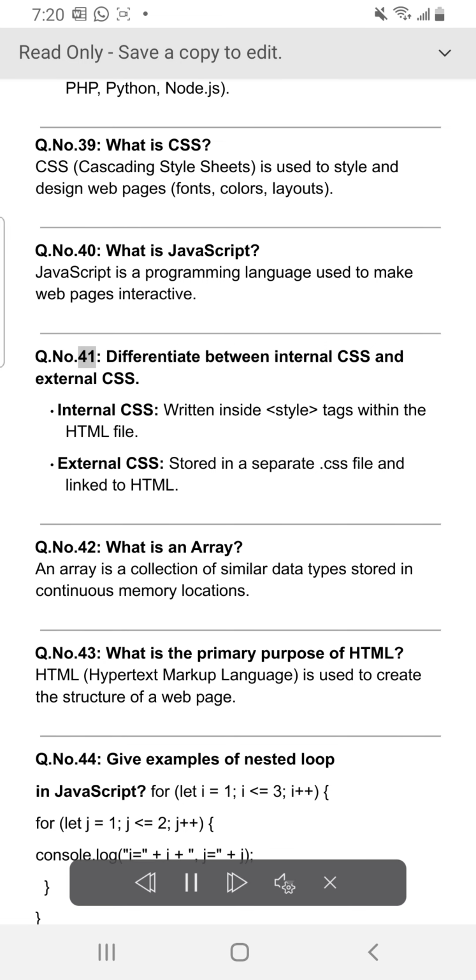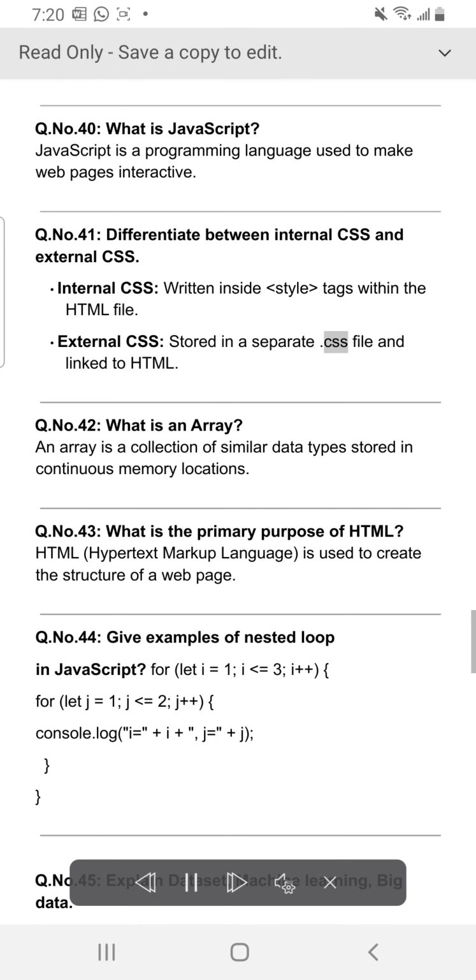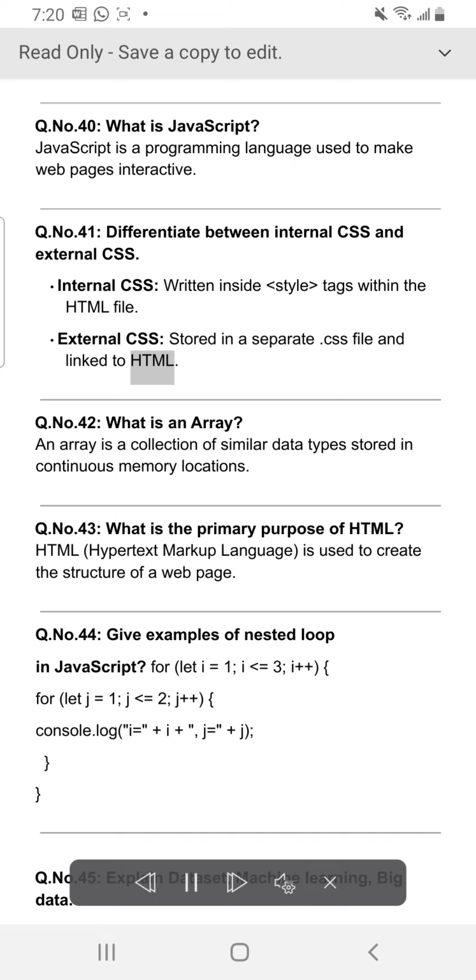Q. Number 41. Differentiate between internal CSS and external CSS. Internal CSS: written inside style tags within the HTML file. External CSS: stored in a separate .css file and linked to HTML.